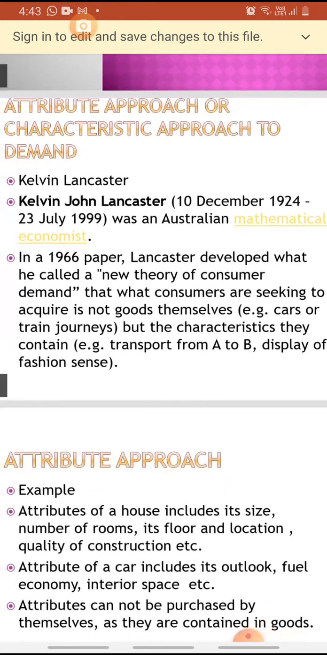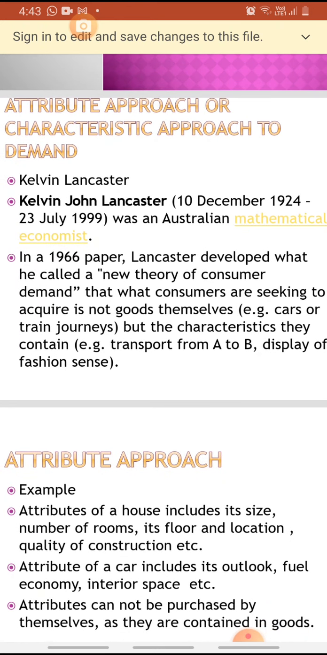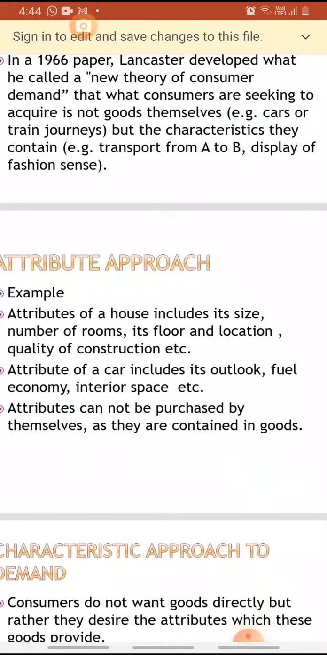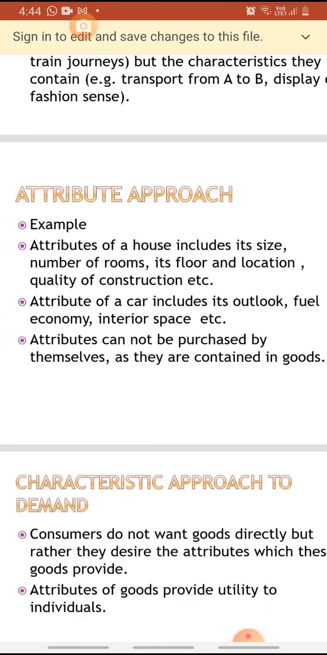He presented a paper in 1966 on a new theory of consumer demand, and what consumers are seeking to acquire is not the goods themselves but the characteristics they contain. So it is a nice theory on the attribute approach.